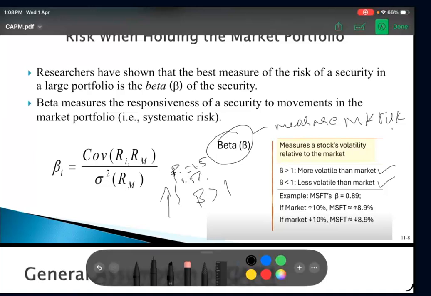Now, how do you calculate beta? It is simply the covariance of the individual security's return and the market return, divided by the standard deviation of the market return.